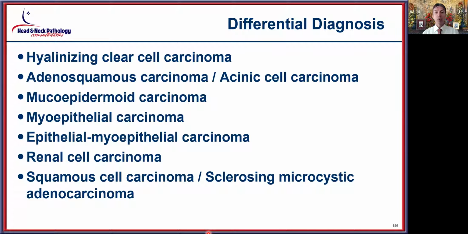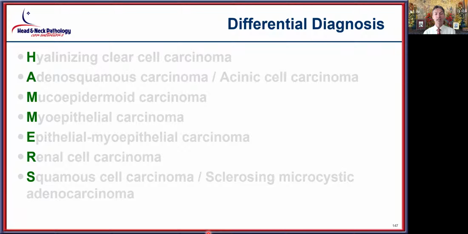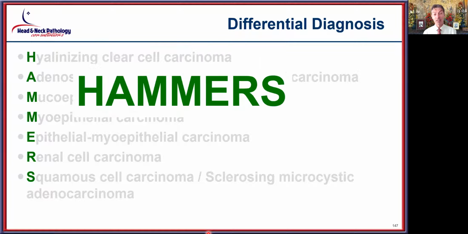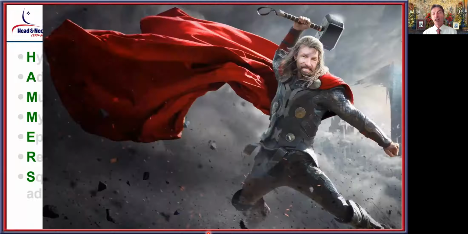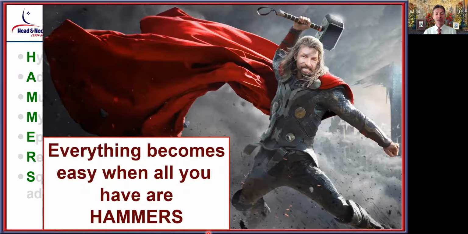So you may say, what was this kind of weirdo distribution, and why did you have it in that particular order? Well, when you think about all of the tumors we have to consider, I do try to come up with some sort of mnemonic. If you take the first letters, where the A is going to be adenosquamous and acinic, and the S for squamous and sclerosing microcystic, hammers is what you're spelling, right? So hammers is what you have. And I hope that I've been able to hammer that home here as I put myself into one of the Marvel characters. So when everything becomes easy, when all you have are hammers.